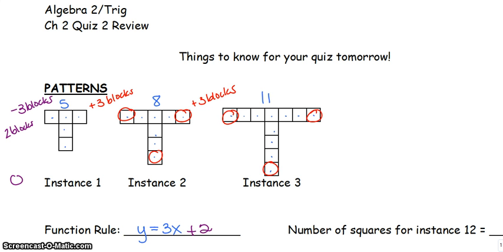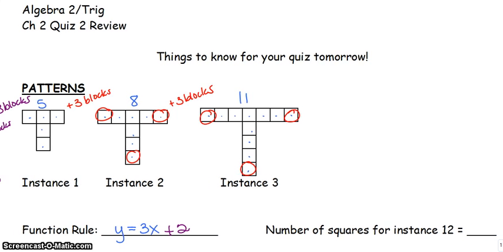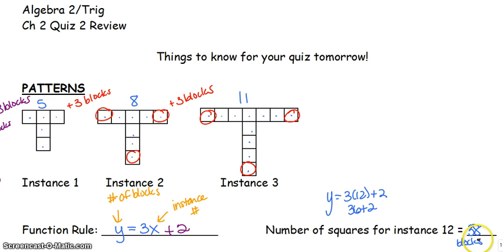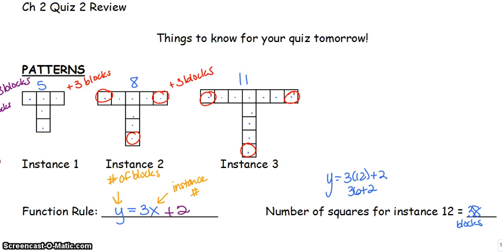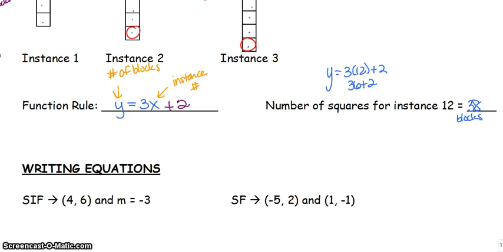We want to find out the number of squares for instance 12. If I want instance 12, that's going to be our x. Y, in this case, is the total number of blocks, and x represents the instance number. So if we want instance 12, we've got y equals 3 times 12 plus 2, which is 36 plus 2. We would have a total of 38 blocks. That's writing an equation from a pattern from a diagram.